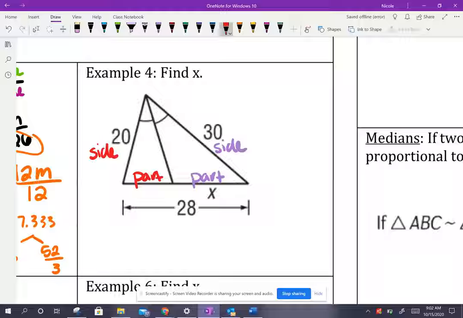So if I think about the whole length is 28, and if I remove X, that gives me that part. So just this portion is 28 minus X. So we're going to set this up part over part again. So 28 minus X over X. And then side over side, 20 over 30.